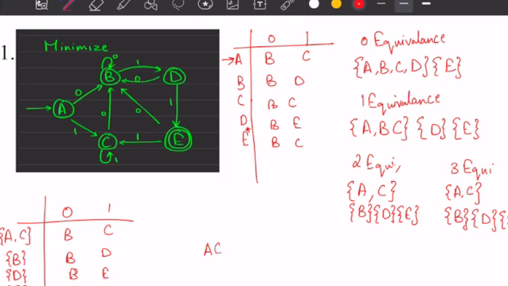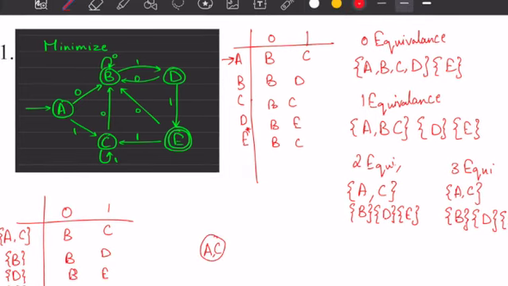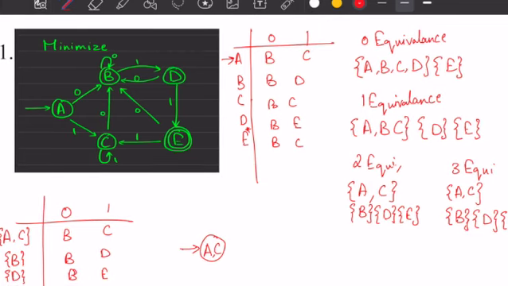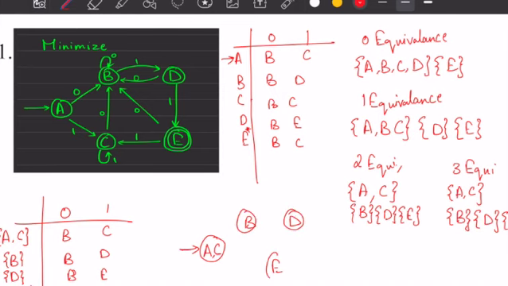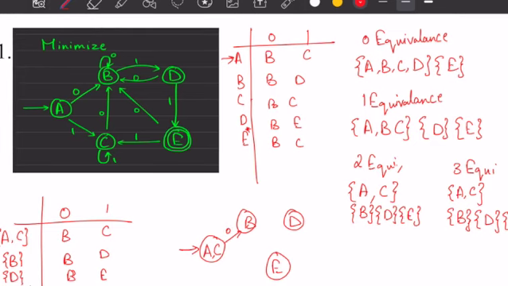AC is created as a new state, which is also the initial state, because A was the initial state, and E is still the final state. B, D, E. AC goes to B with input 0 and AC goes to C with input 1.